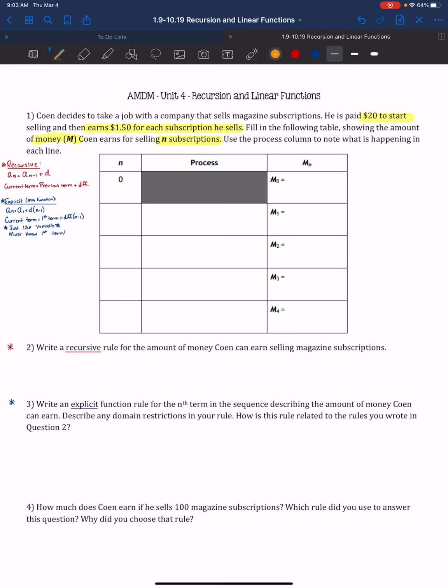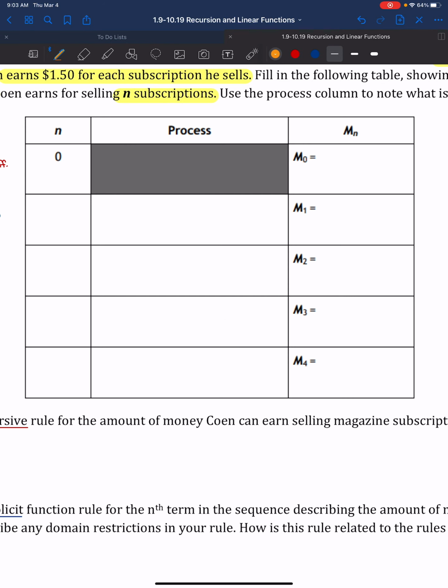So we've got a table here. Okay, and it's asking us, n represents subscriptions sold, so 0 magazines sold, 1 magazine, 2 magazines, 3, 4. And then the process, that's where our formula is going to be. And then M sub n, that equals the amount of money that he earns, right? So over in the first column, we've got n, so 0 subscriptions, 1, 2, 3, 4, right?